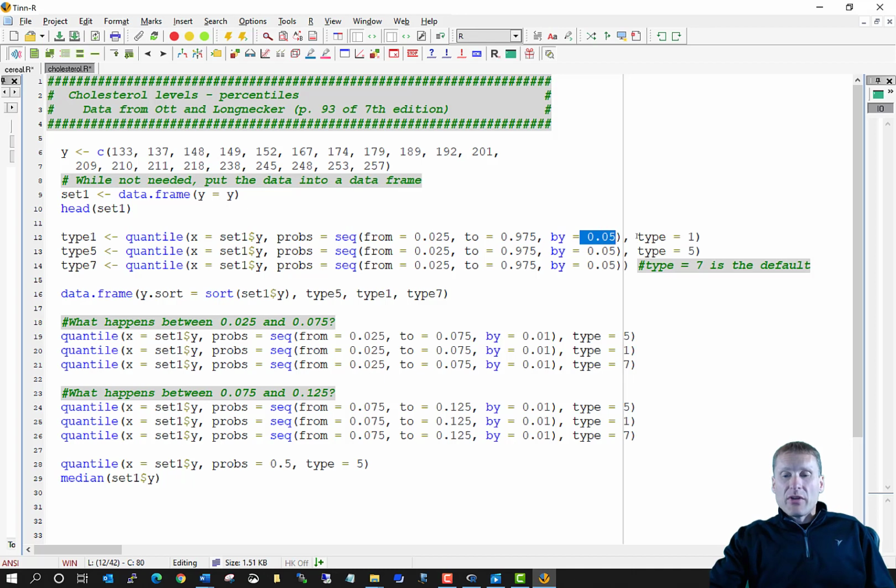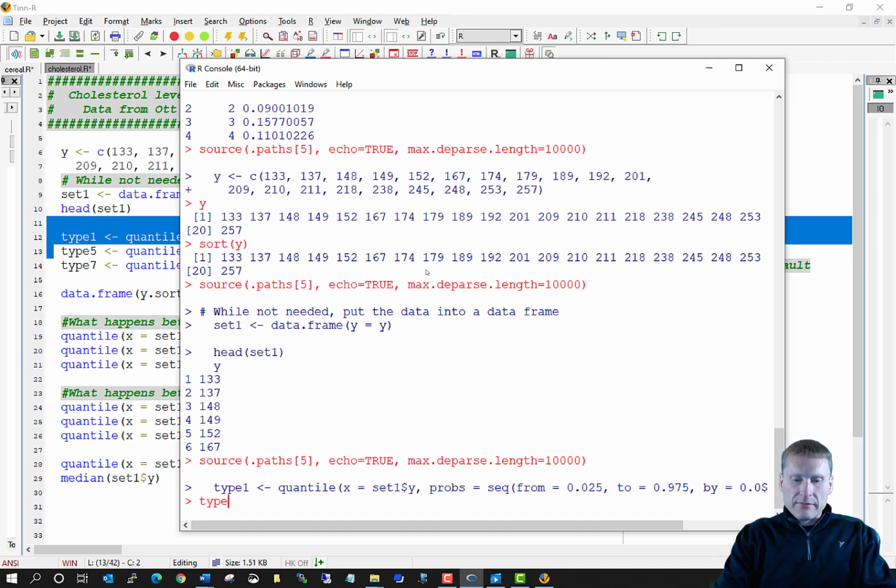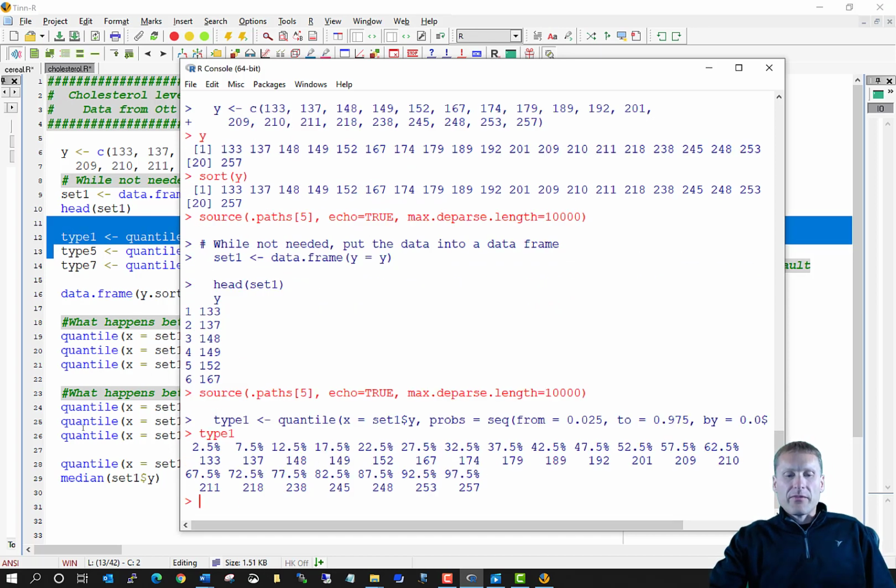As I mentioned before, there are actually 9 different ways that you can find a quantile or percentile in R. We're just going to use type equal 1 here. If I go ahead and run that, and put the results into type1, here we go. So the 0.025 quantile is 133. The 0.075 quantile is 137, and so on.